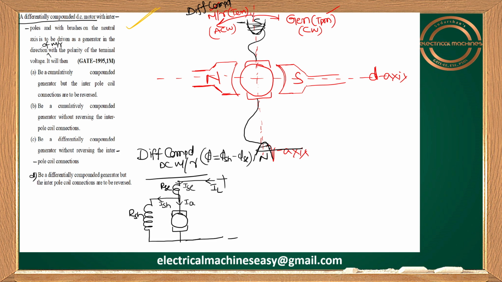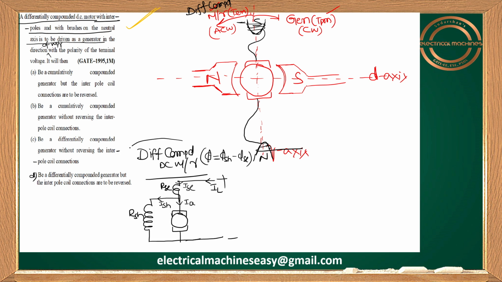In the direction of the differential compound motor, what is the polarity of the main pole which is behind here? South pole. Yes, south pole, north pole, everything is fine. But what is it asking here? It is a differential compound DC motor with the interpoles and with the brushes on the neutral axis, to be driven as a generator. That is very important here.